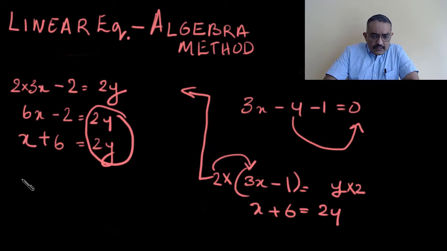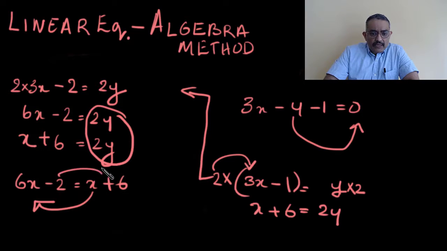So let's just reduce this. 6x minus 2 is equal to x plus 6. So this x moves this side and this minus 2 moves this side. So this would become negative x, right? And 6x minus 1x is 5x. And this negative 2 moves this side, becomes positive 2 plus 6 is 8. And so we get x is equal to 8 by 5.